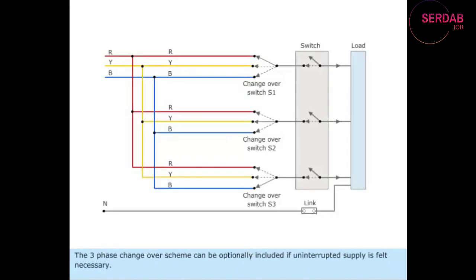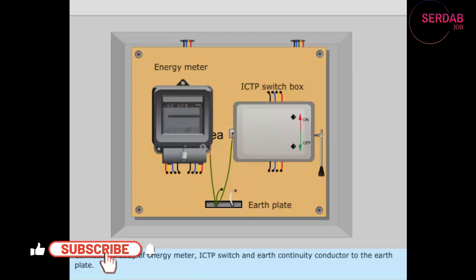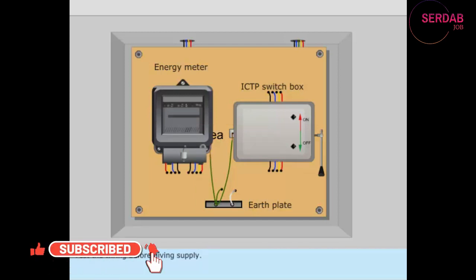The three-phase changeover scheme can be optionally included if uninterrupted supply is felt necessary. Connect the body of energy meter, ICTP switch, and earth continuity conductor to the earth plate. Test the wiring before giving supply.